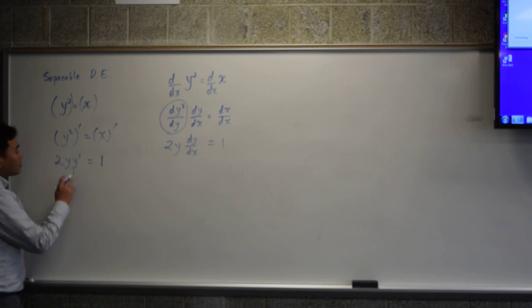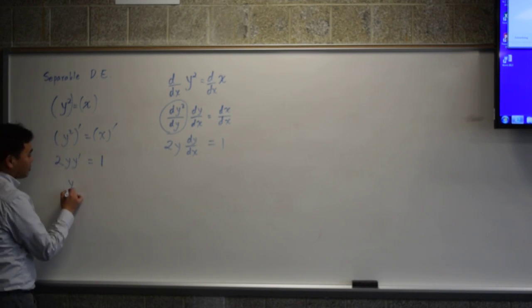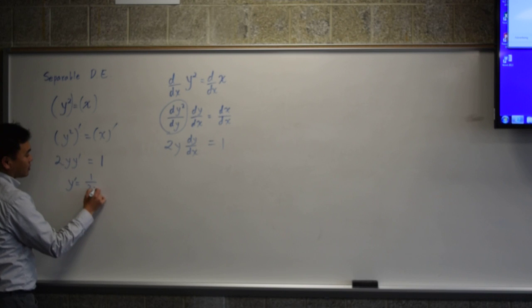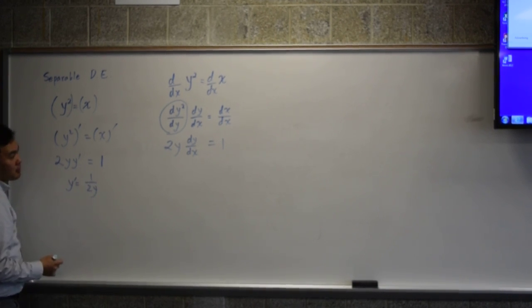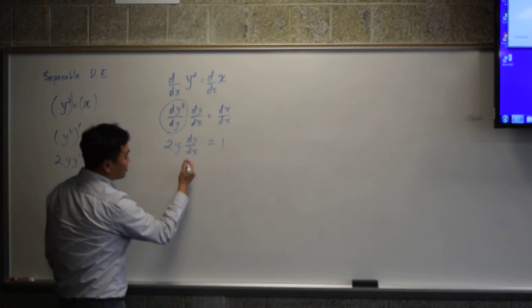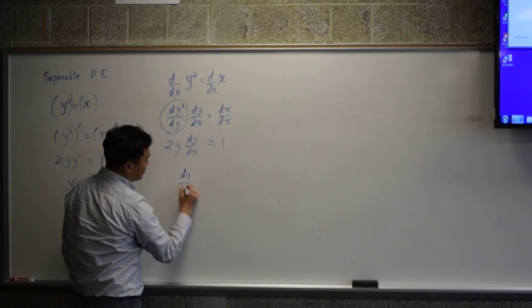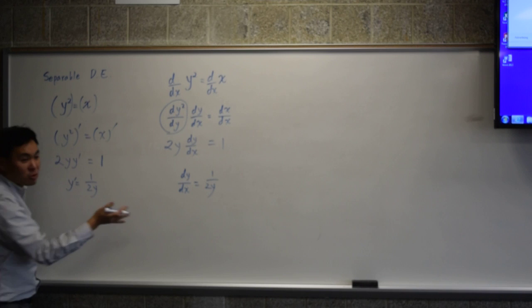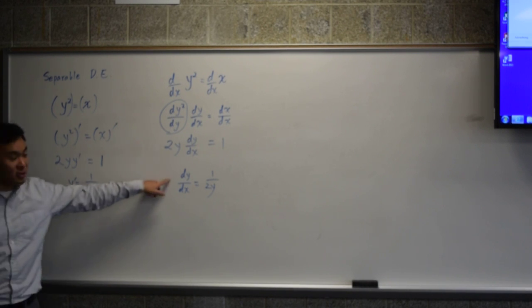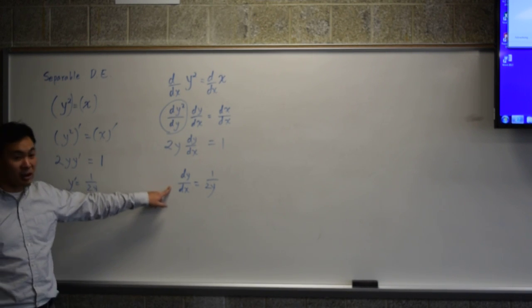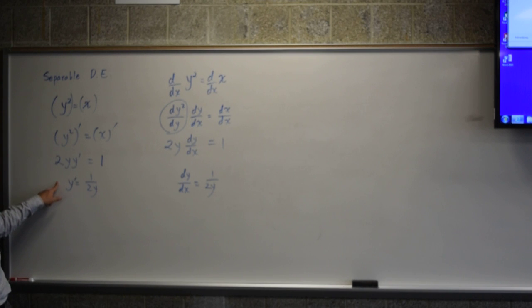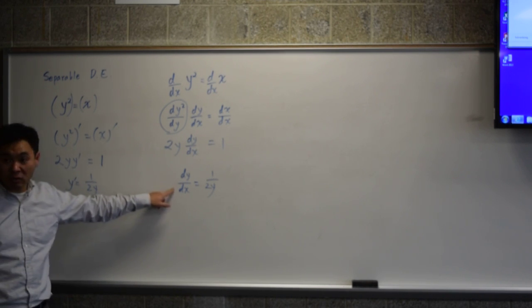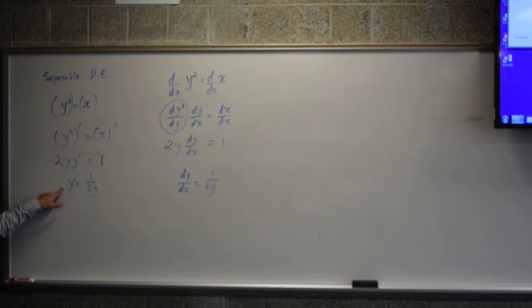But anyways, this is what you get if you differentiate using implicit differentiation. Now let's try to solve this for y prime. Y prime equals 1 over 2y. You can also solve this for dy dx. Same story, right? Y prime means dy dx. This is just a different notation for the derivative. This is called the Leibniz notation. This is called Newton's notation.